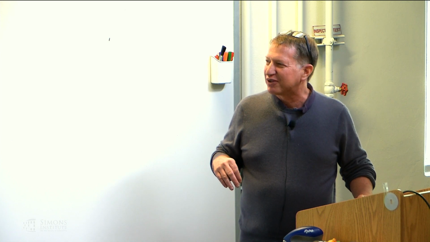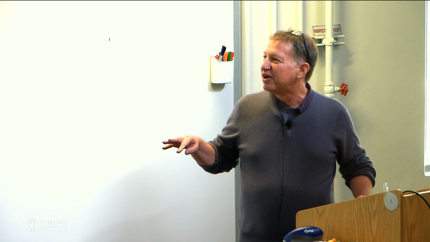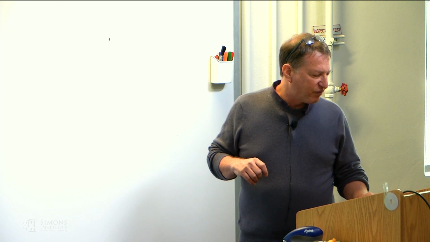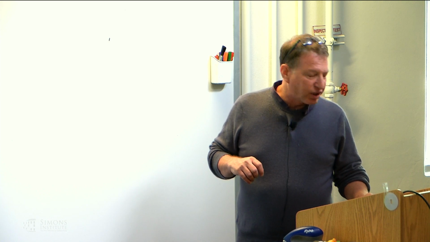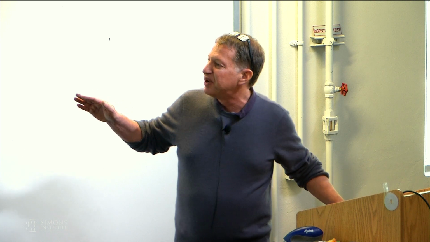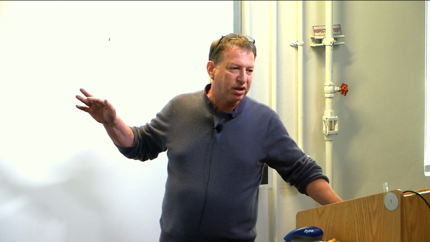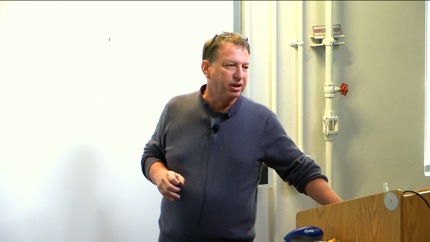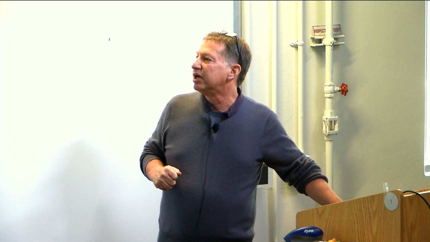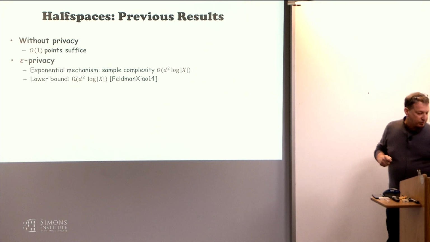So with epsilon privacy, we can do it with order of d squared log x, and by the work of Vitaly and Dave Xiao, there's a matching lower bound, so d squared log x is necessary and sufficient to learn half spaces with epsilon privacy.